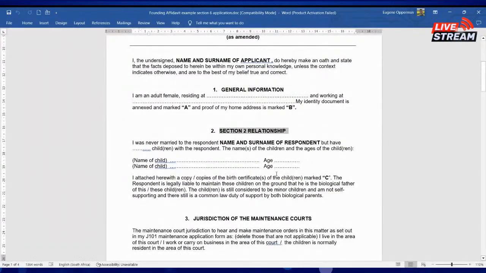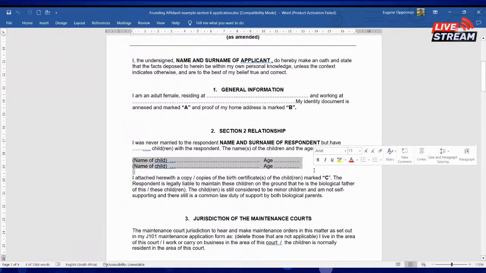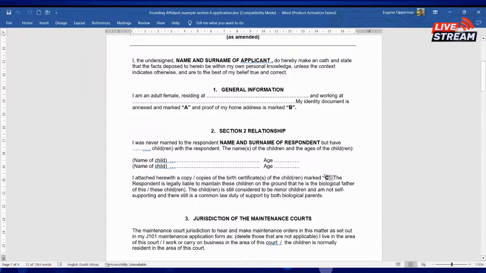You need to address section 2, relationship. How are the parties interconnected? And then you can say, I was never married to the respondent, or I was married to him and I've subsequently divorced. You can change that. And you have the following child or children with him, and these are the names of the children. And then you attach, marked Annexure C, all the birth certificates of the children.